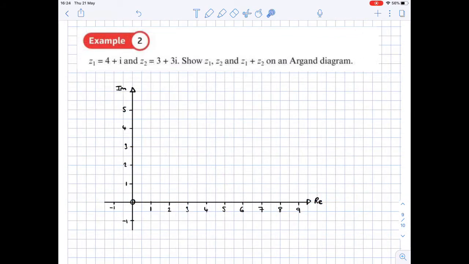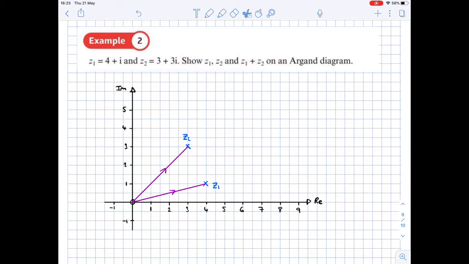Example 2. In this example we have Z1, Z2, and we want to show Z1 and Z2 on an Argand diagram, but also Z1 plus Z2. So Z1 is 4 plus i, so we can think of that as Z1, which if we were to think of it as a vector would be the following vector. Then we have Z2, which is 3 plus 3i. And if we were to think of that as a vector, that would be the following.